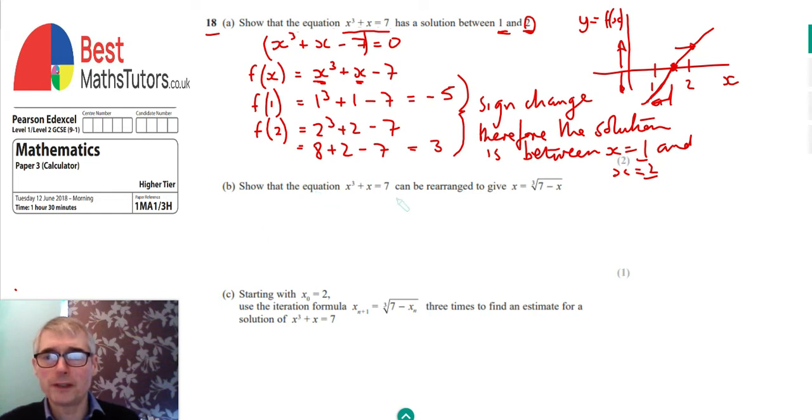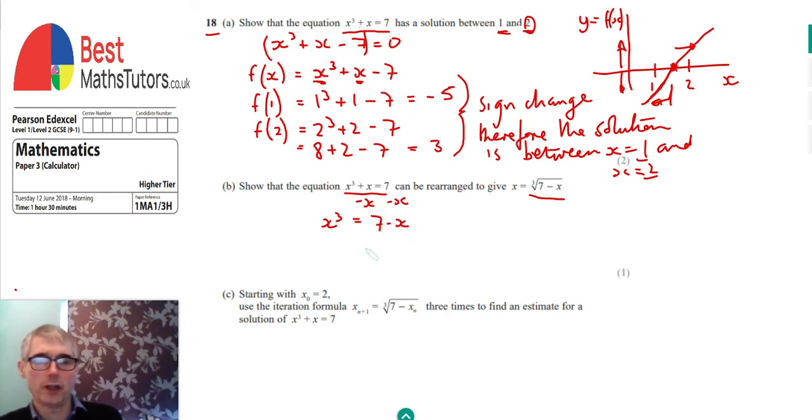So part B then, we've got this same equation, and we've got to show that it can be rearranged to give x is equal to the cube root of 7 minus x. So first thing we could do is get rid of this plus x here. We can do that by taking away x from both sides, and that would give me that x cubed is equal to 7 minus x. So it's starting to look a little bit more like this. And then the way to get rid of the cube on this is to do the opposite.